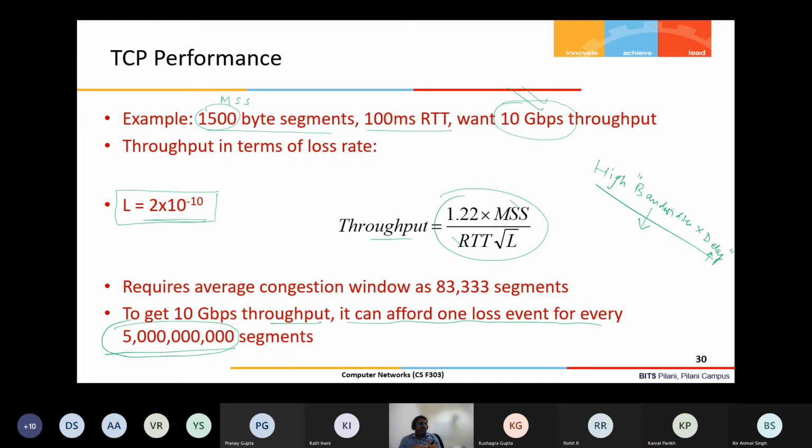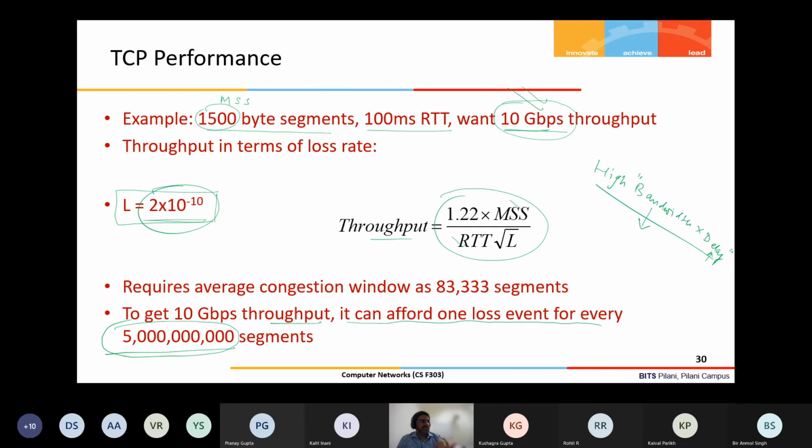Now let us take the example of high bandwidth. For high bandwidth links, TCP does not give good performance. You can understand from this example itself that to get a 10 Gbps throughput, you need this much loss rate, and achieving this loss rate is almost impossible.